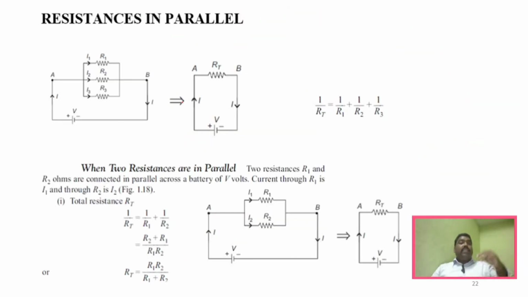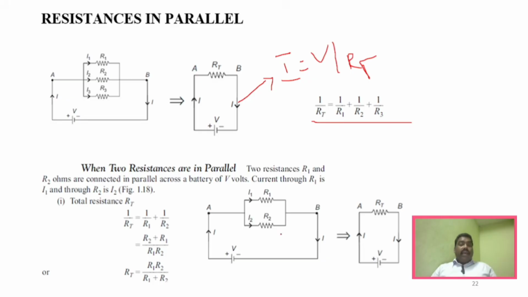Whereas for resistance in parallel, the same RT can be calculated, but here if you take this particular circuit, R1, R2, R3 are in parallel. In that case, it will be calculated like this: 1 by RT is equal to 1 by R1 plus 1 by R2 plus 1 by R3. And then, if you need to find the current, I is equal to V by RT, you can use the formula.